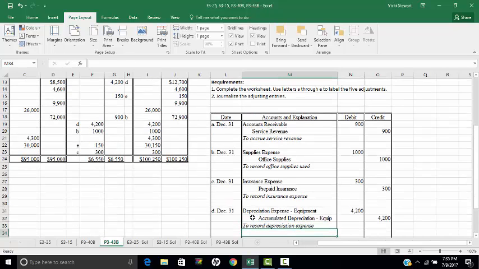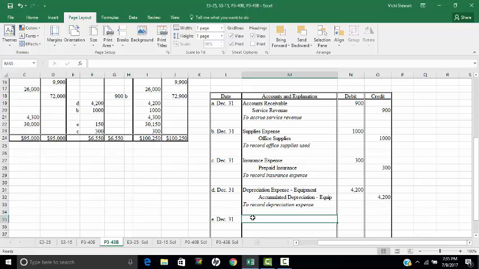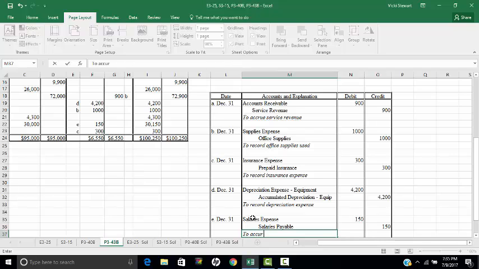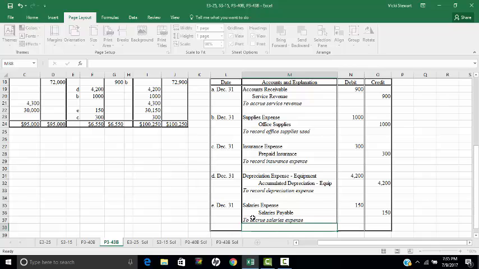And then our last entry was for the salaries expense. So we had debited salaries expense for $150, and we credited salaries payable for that same amount. And our explanation would be just to accrue salaries expense. And that is the conclusion of the demonstration on problem P343B.